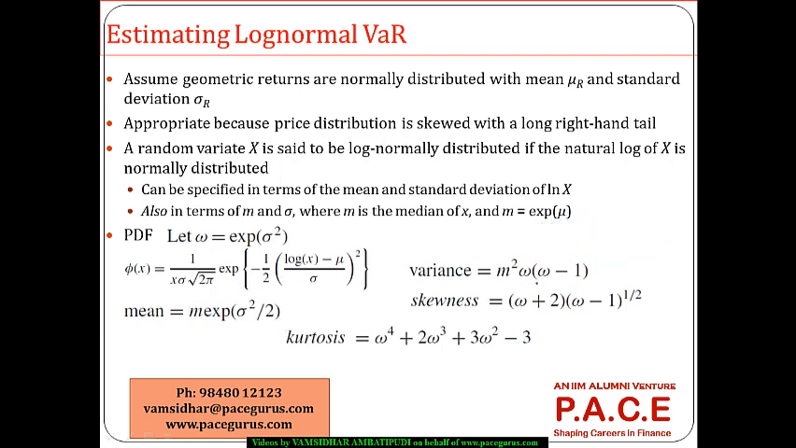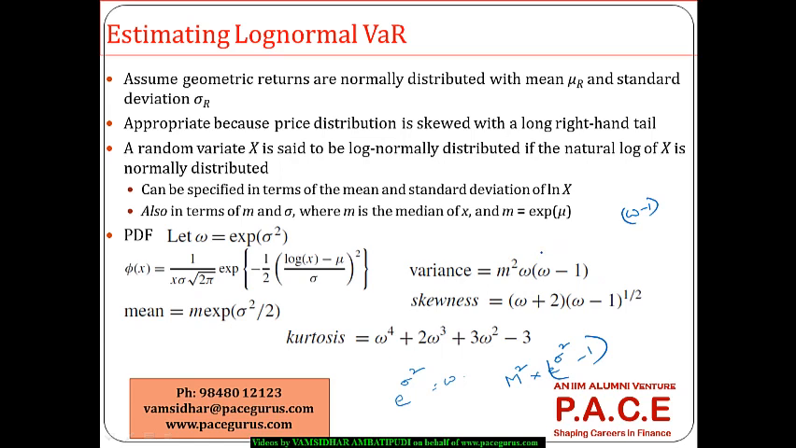Similarly, if I am looking at the variance, if I am looking at e to the power of sigma squared as some omega, I have already defined the variance as mean squared times e to the power of sigma squared minus 1. So e to the power of sigma squared I have already defined as omega. So it's omega minus 1.